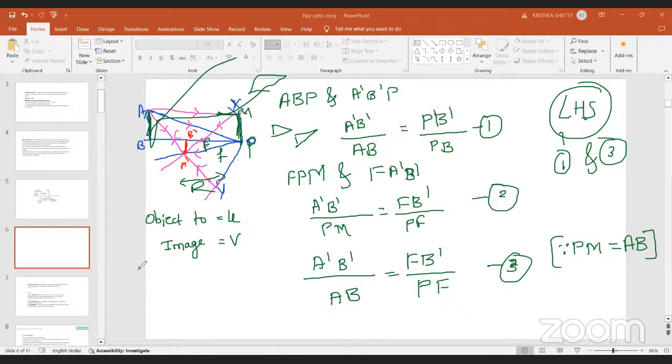For equation 1, we considered the similar triangles ABP and A'B'P. Then next, with respect to the focus, we take the two similar triangles, so we get equation 2, and in equation 3 we are just writing PM is equal to AB. So please write up to equation 3. Once you finish, please tell me and we will write the next step.